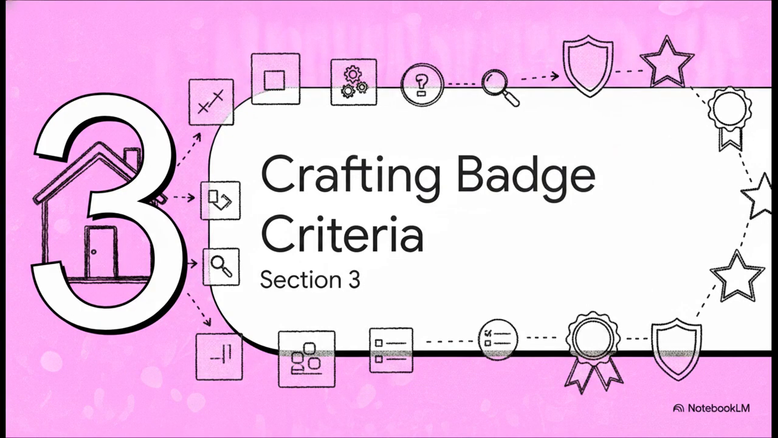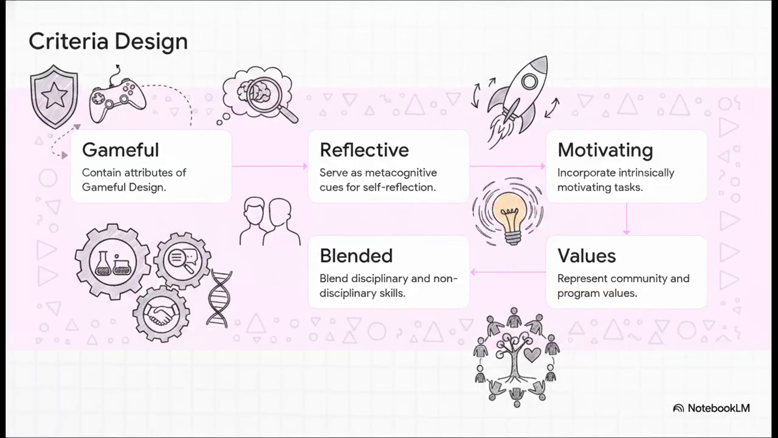Okay, Section 3, crafting meaningful badge criteria. Let's zoom in now. We're moving from the macro system down to the micro details of individual badges. To make sure a badge actually means something to the learner, research outlines 5 vital design principles for your criteria.